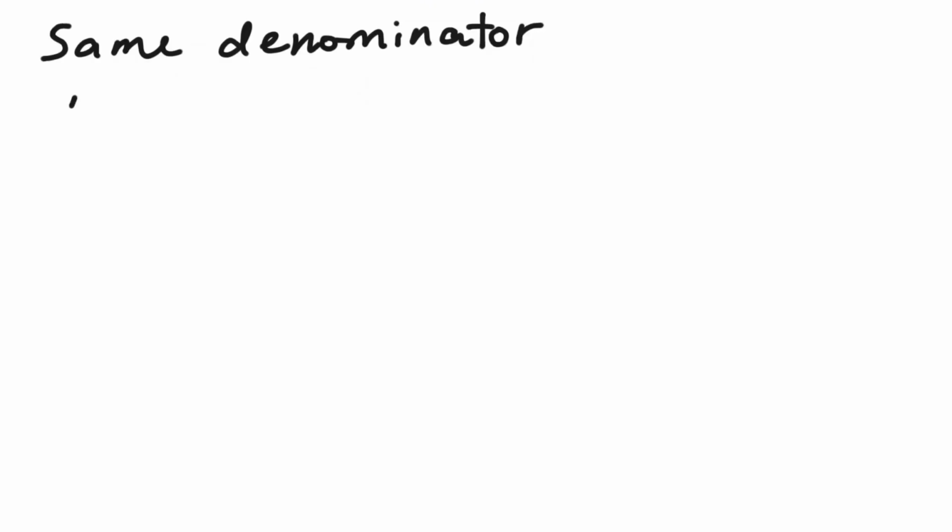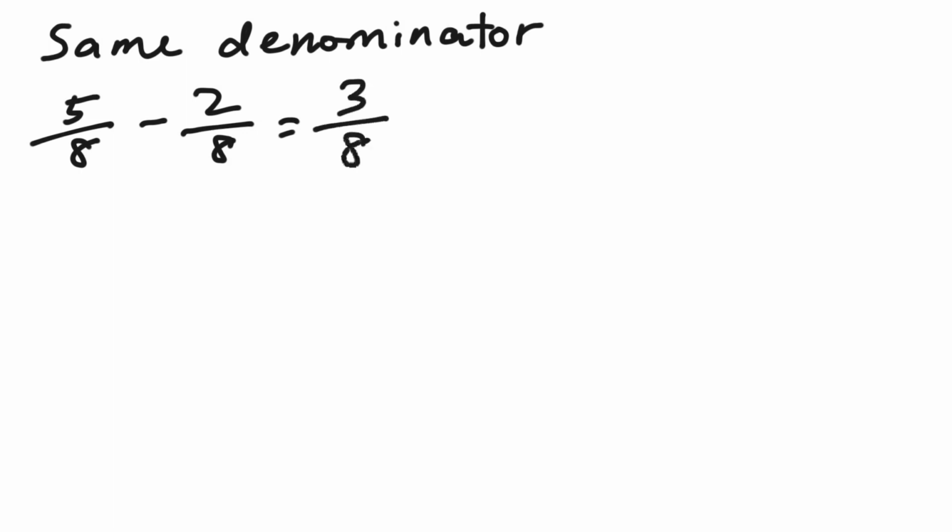Okay, now we're going to try some same denominator examples. Here's an example. 5 over 8 minus 2 over 8. And the answer would be 3 over 8. In this example, all we have is simply 5 minus 2 equals 3. Because the denominators are the same, there's nothing that needs to be done on the denominator end.